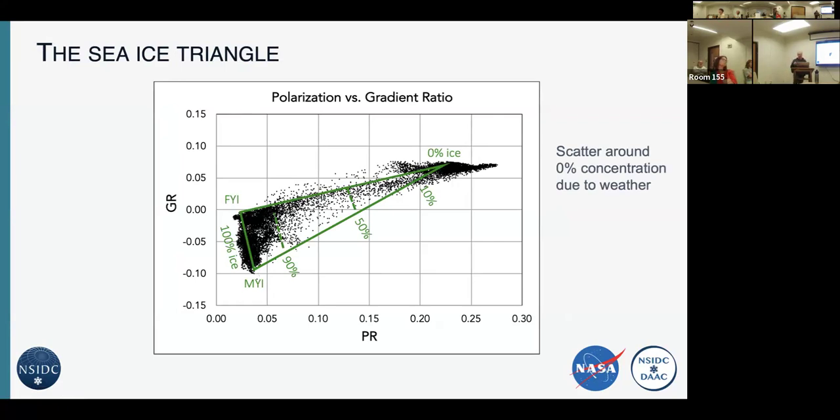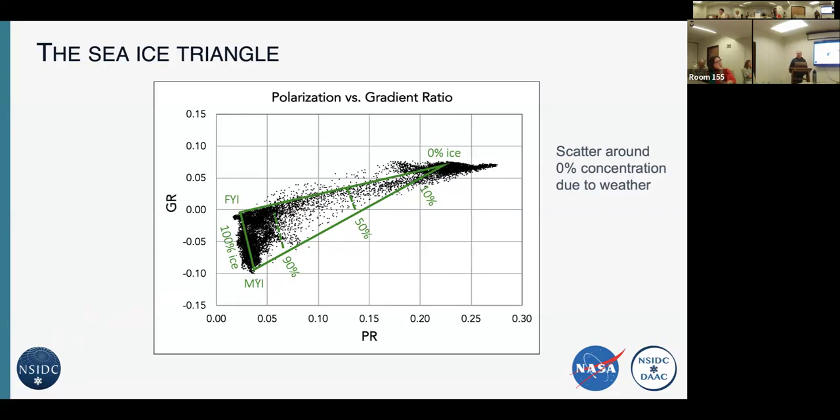You figure out what your brightness temperatures are, you calculate your polarization and gradient ratio, and then you plop it in here, and hopefully it falls somewhere within the triangle. Generally it does, there's always noise and some scatter, but wherever it ends up, that's your concentration, along the long axis of the triangle, your total concentration, and then on the short axis, the proportion of the multi-year versus the first year.